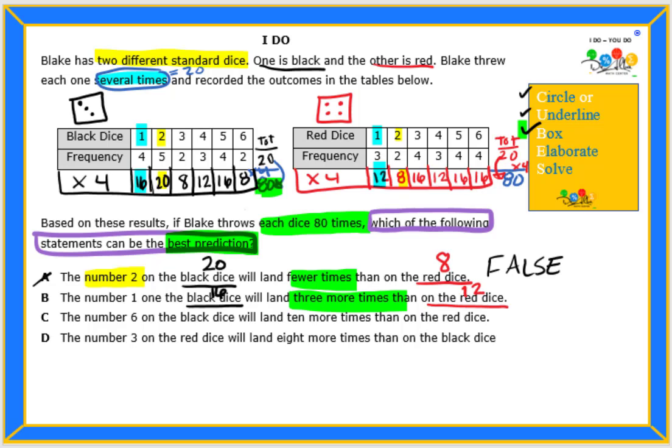So 16 is more than 12, that is true. But is it 3 more? So let's see. 12 plus 3, that would be 15. So 16 is actually 4 more than 12. So this is false.